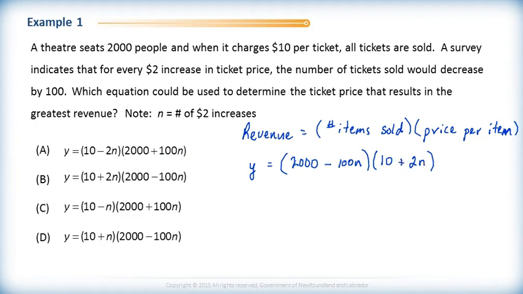So the correct function is (2,000 minus 100N) times (10 plus 2N) equals Y, which is our revenue. That means B is the correct answer.